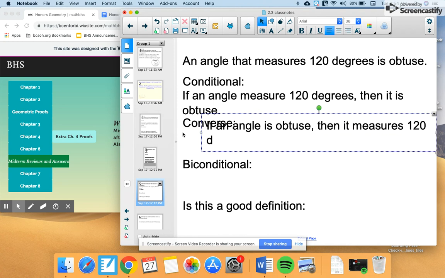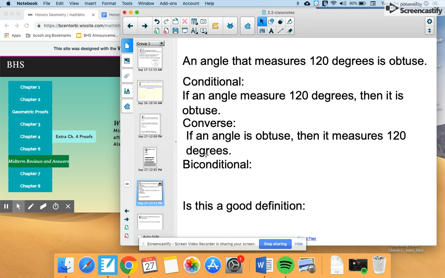120 degrees. Now, it's kind of like the example we looked at yesterday. This is not necessarily true because just because it's obtuse does not make it 120 degrees. It could be any number greater than 90, less than 180. So that's not a true statement.